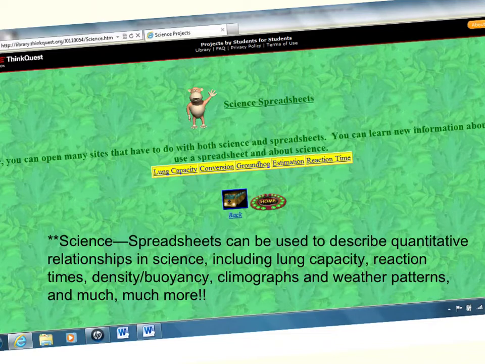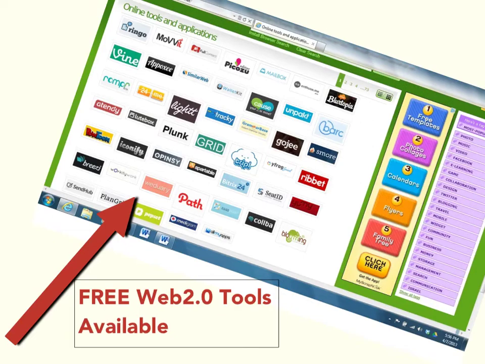Science spreadsheets. Spreadsheets can be used to describe quantitative relationships in science, including lung capacity, reaction times, density, buoyancy, climagraphs, and weather patterns, and much, much more. Now, Web 2.0 tools are available, often for free, to make dynamic modeling even easier for students.